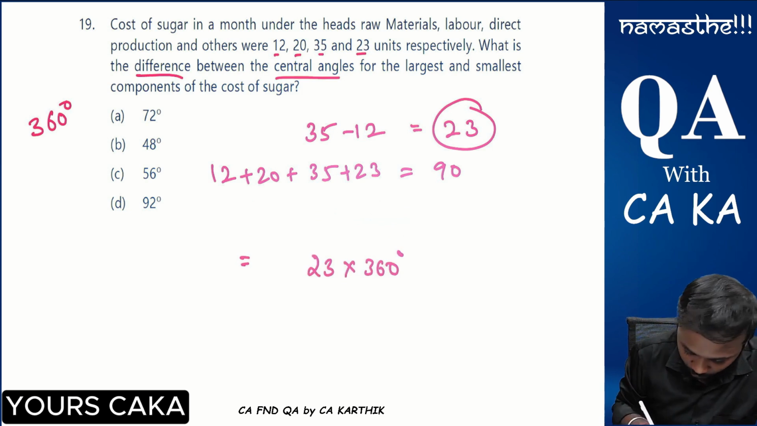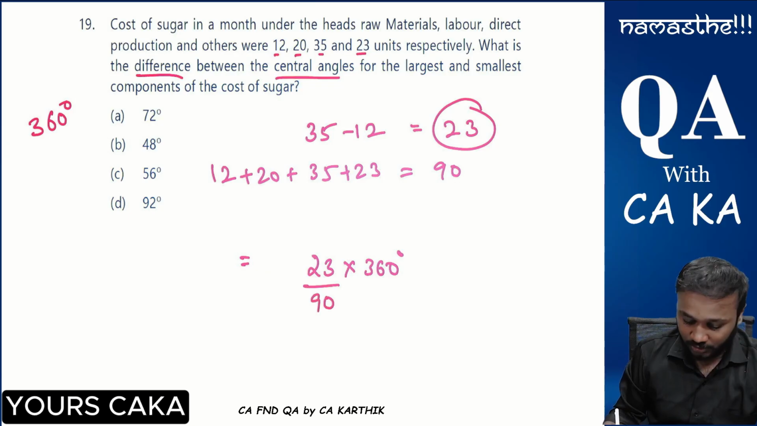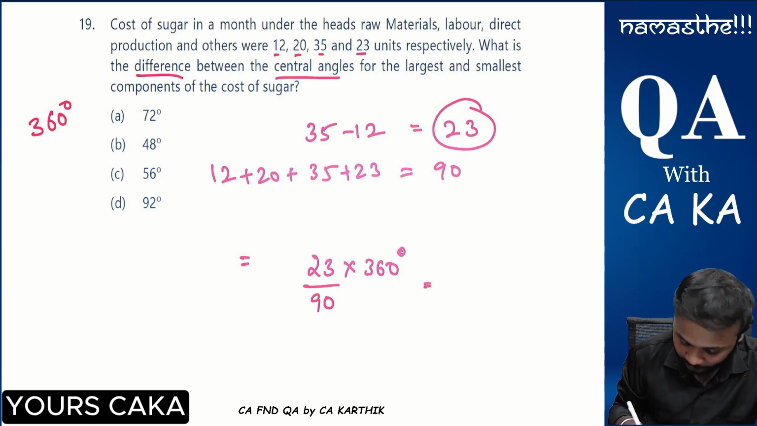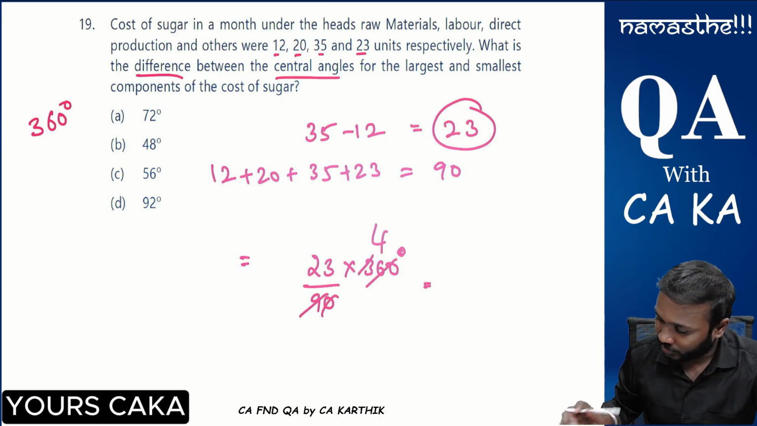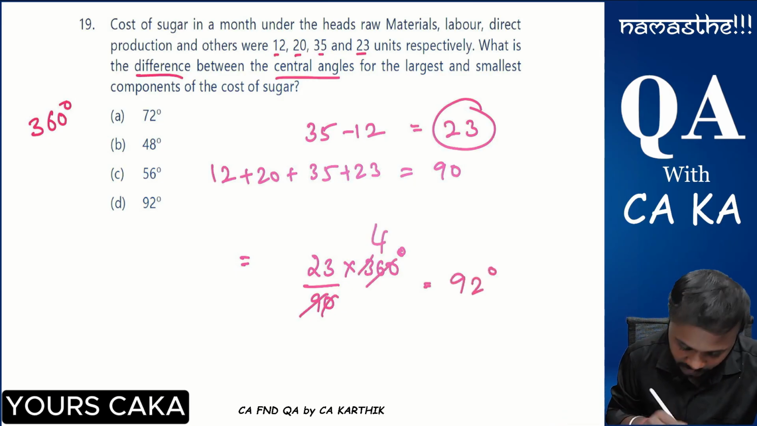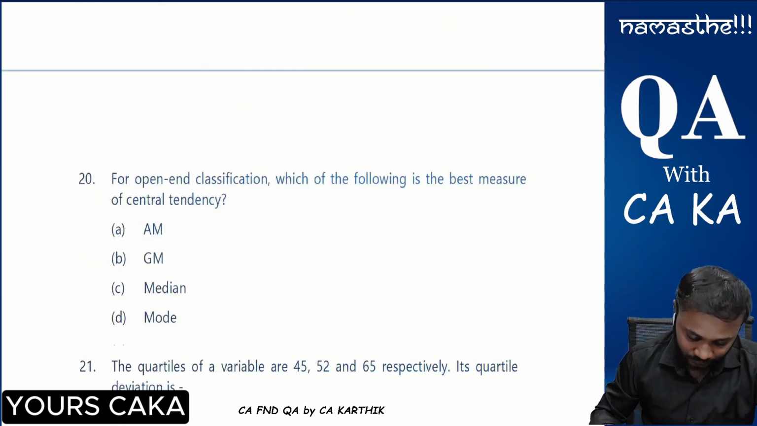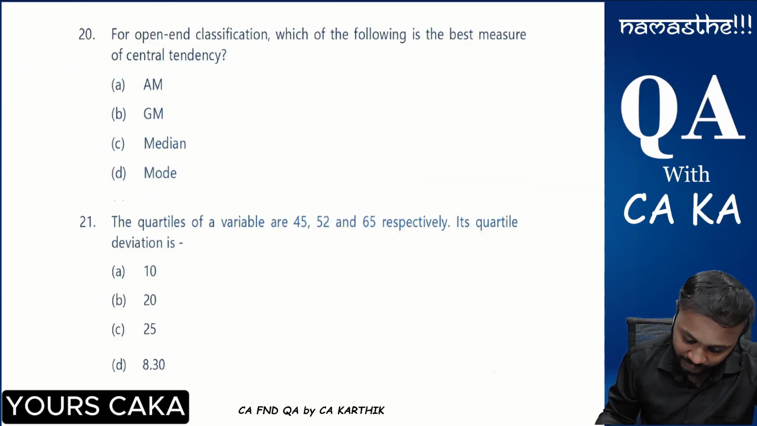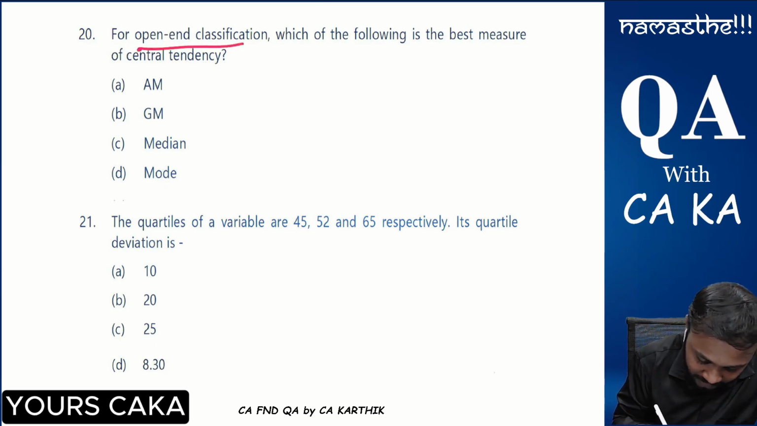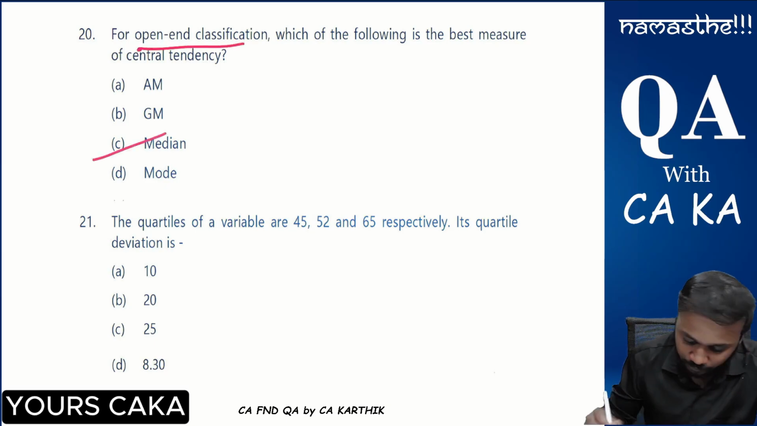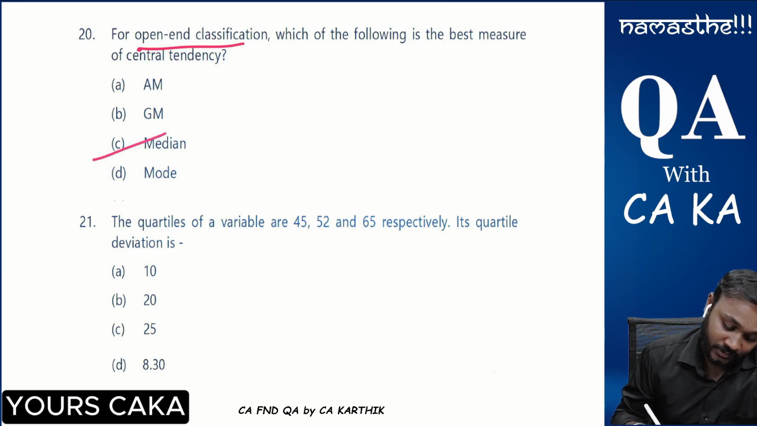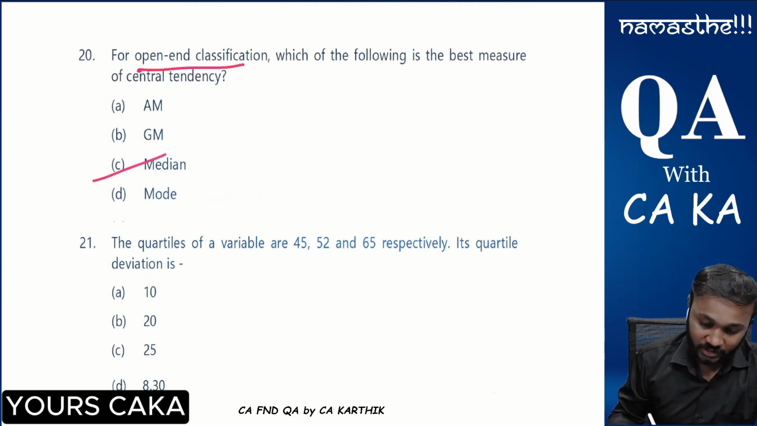So the difference overall divided by the total into 360 degrees. Now if you see, 23 into 4, that's 92 degrees. This is your answer. For open-end classification, which of the following is the best? Sir, open-end classification, which of the following is the best method? Median is the right answer because it's an open-end classification.